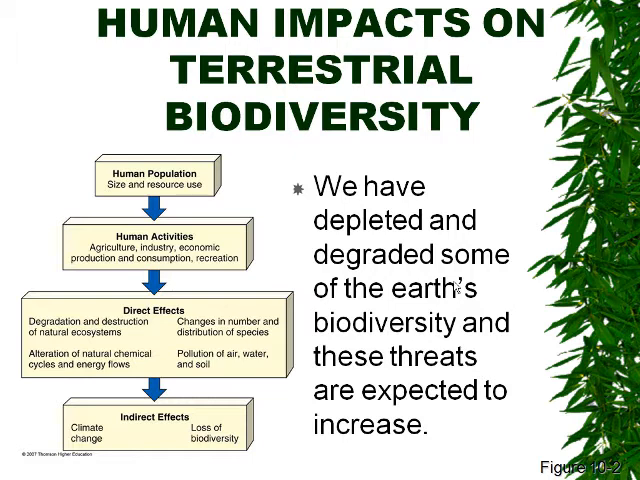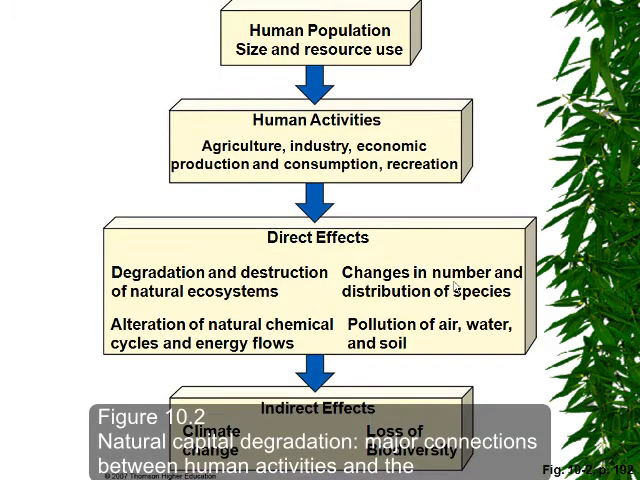Okay, so the human impact, talked about this a lot already. Our size and resource use is growing. Our industry, our agriculture, our production consumption is all growing. That has degraded natural ecosystems. It's altered chemical and energy cycles, and then therefore changes numbers and distribution of species, adds pollution, climate change, and loss of biodiversity are the final two effects of that. Same diagram.